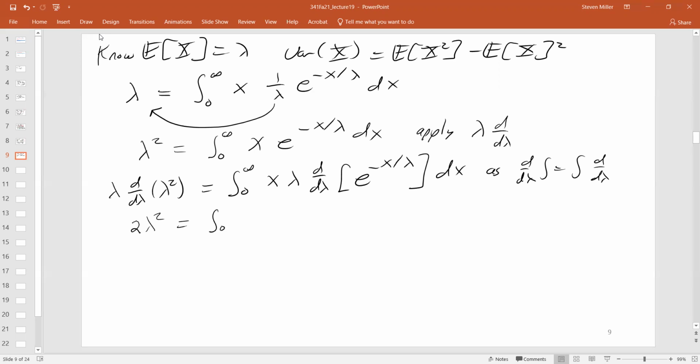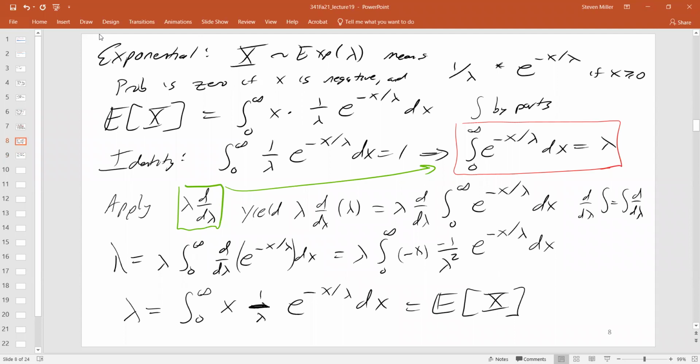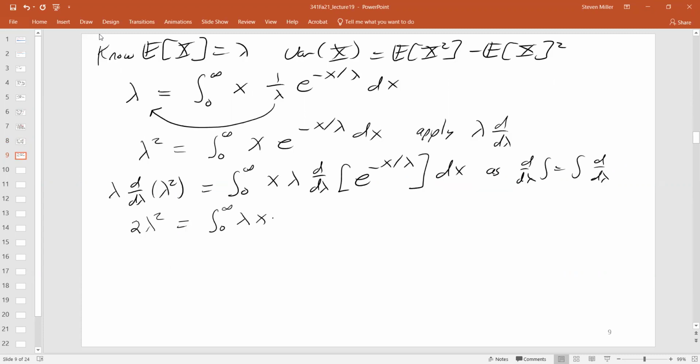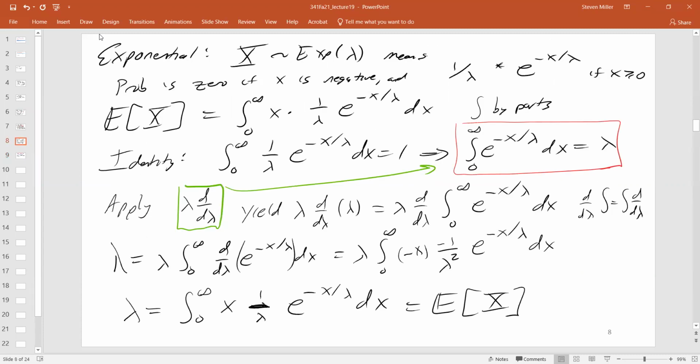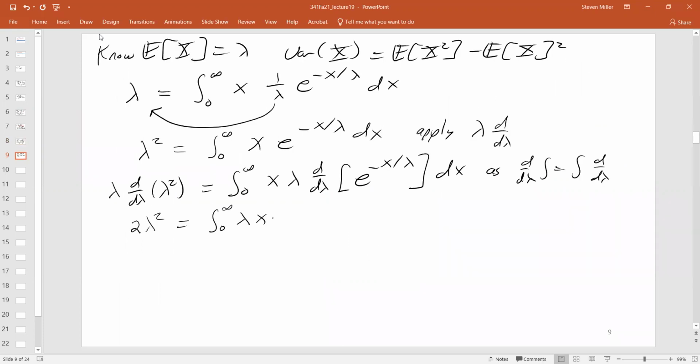And then on the right side, what do we get? Well, we have our lambda, we have our x, and we just saw a moment ago that the derivative of e to the negative x over lambda is negative x over lambda squared. So we get negative x times negative 1 over lambda squared, so it's just x over lambda squared. So we just get x over lambda squared e to the negative x over lambda dx.